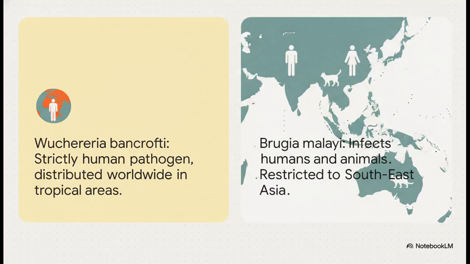Okay, so we've got two main players here, and it's really interesting to see the distinction. On one side, you have Wuchereria bancrofti. Think of this one as the world traveler. It's in tropical areas everywhere. But, and this is a key point, it's strictly a human pathogen. On the other side is Brugia malayi. This one's a bit more of a homebody, restricted to Southeast Asia, and it's not as picky about its host. It infects humans, sure, but also wild and domestic animals. Now you can imagine how that difference has some major implications for control strategies.